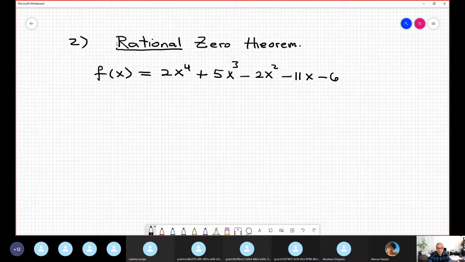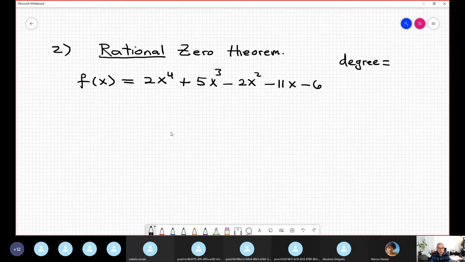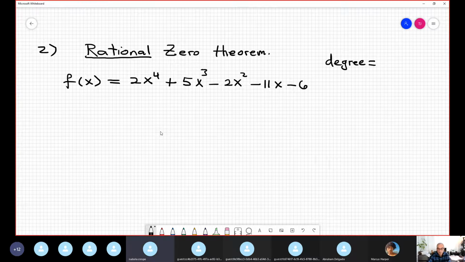By the way, what is the degree of this polynomial, guys? Help me to understand this. 4. What is the degree? 4. 5? No, 4. It's 4. What is the higher? Why not 5? Not the coefficient. You analyze the exponent. What is the higher exponent? 4, no?